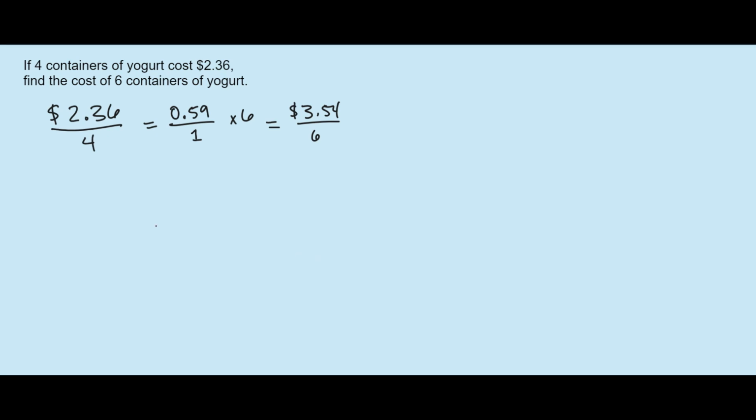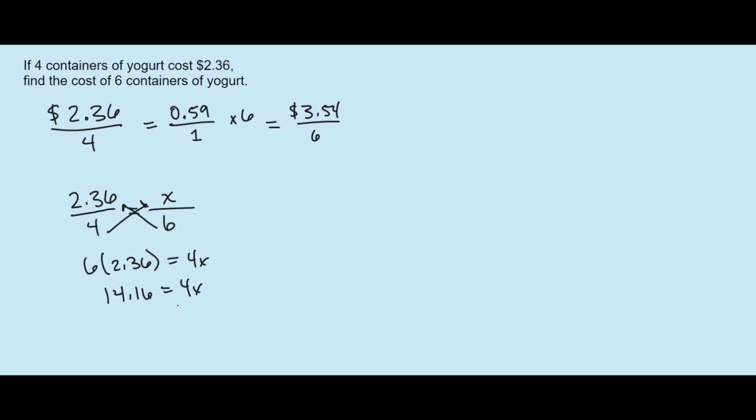The other way you can do it is to set up a proportion and say $2.36 for 4 yogurts and X cost for 6 yogurts. And then you could do cross multiplication and say 6 times 236 equals 4x. So then you multiply 6 times 236 and get 1416 equals 4x. Divide by 4. Oh, this was cross multiplication.